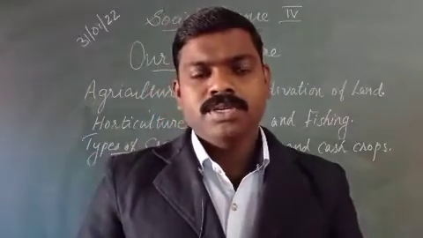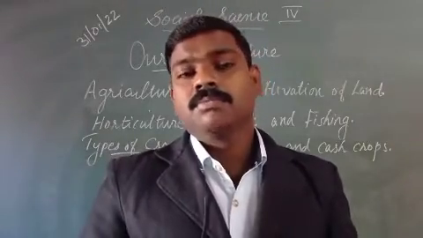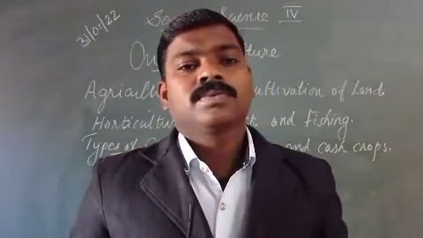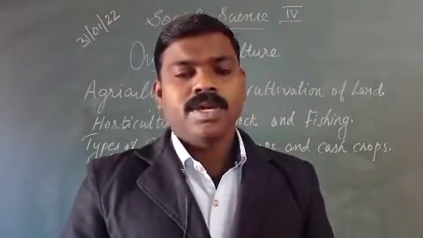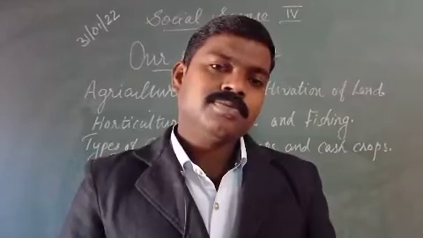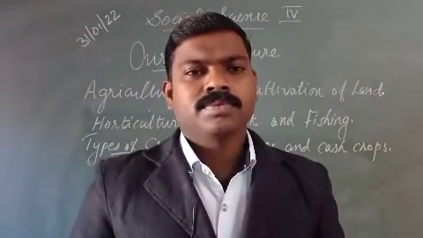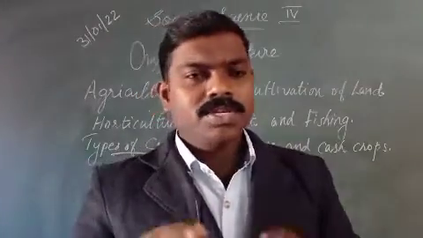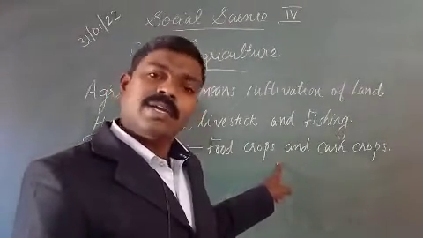What are the crops the farmers cultivate for eating? Rice, wheat, millet, pulses. All these are the crops the farmers cultivate for eating. We eat rice, wheat, different pulses. All these are for the purpose of eating, and the main aim of the cultivation is eating. That's why they are known as food crops.